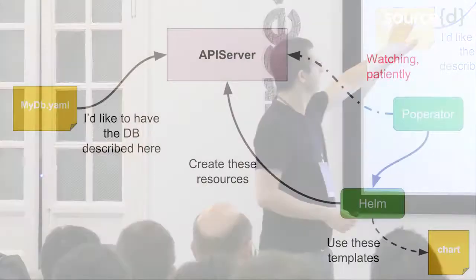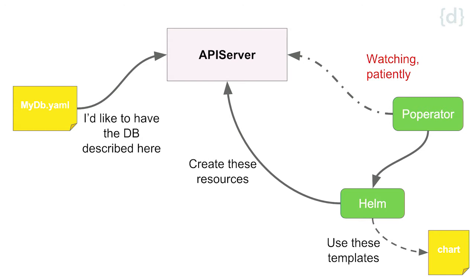I have my YAML file, I submit it to the cluster, and then I have the operator that is watching this API. And then when a new object arises, I know what I have to do. So we call Helm. Helm is the package manager for Kubernetes. It's like brew in OS X or apt-get install.